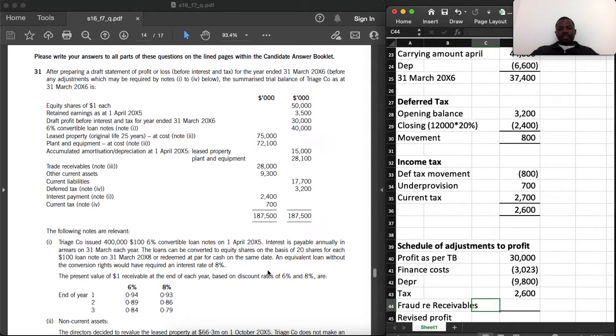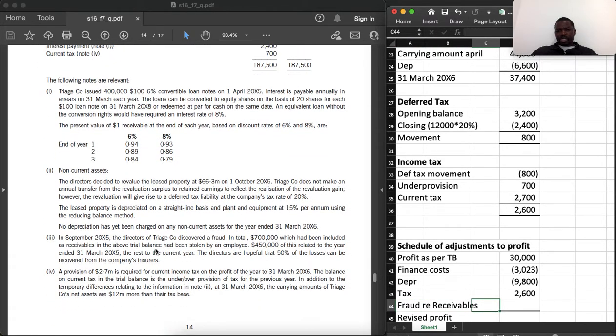Of the fraud of the receivables. Let's go there. In September 20x5, the directors of Triage discovered a fraud in total 700,000, which had been included as receivables in the above trial balance, had been stolen by an employee. 450 of this related to the year ended 31 March 20x5. So the 450 related to the prior year. So how much related to this year?